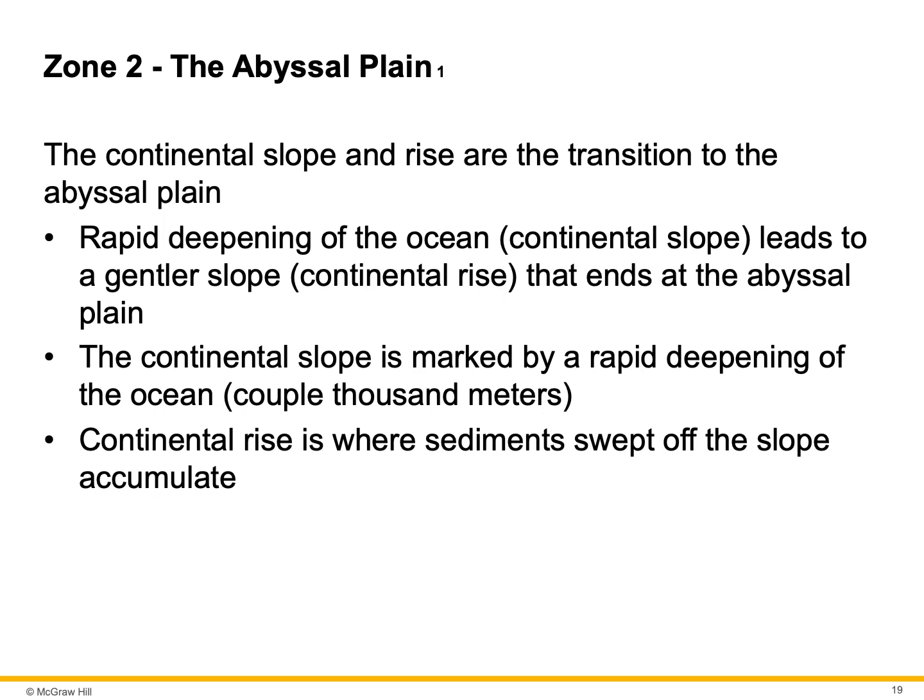Zone 2, the abyssal plain. The continental slope and rise are the transition to the abyssal plain. Rapid deepening of the ocean leads to a gentler slope that ends at the abyssal plain. The continental slope is marked by a rapid deepening of the ocean, a couple thousand meters. Continental rise is where sediments swept off the slope accumulate.